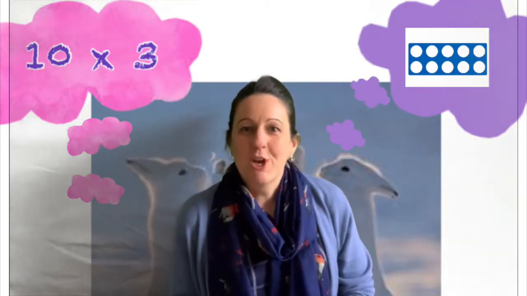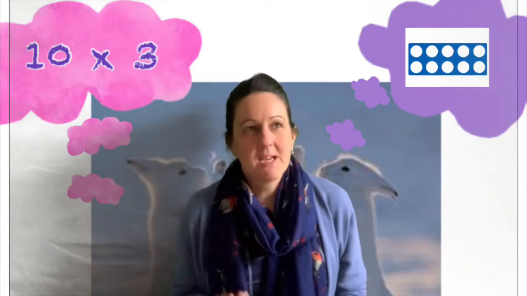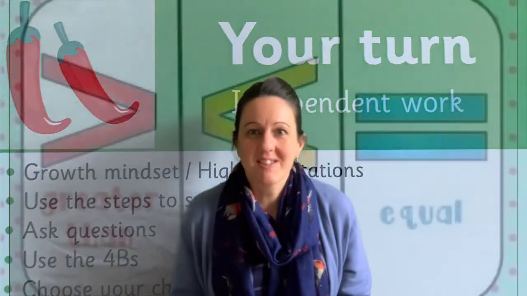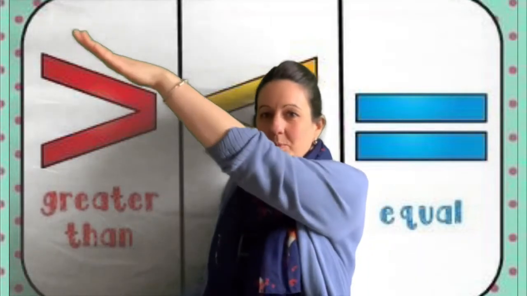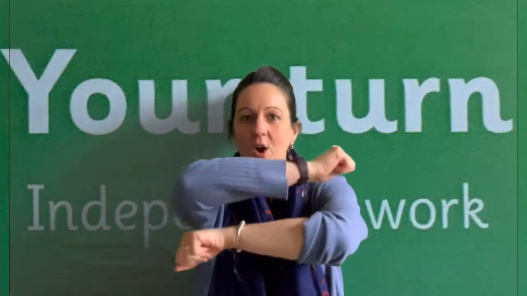Right, now it's your turn. You're going to see animals pop up on the screen. They might have numbers or numicon or number sentences. See if you can decide which way your greater than or less than symbol is facing, or whether you need equals. Good luck.